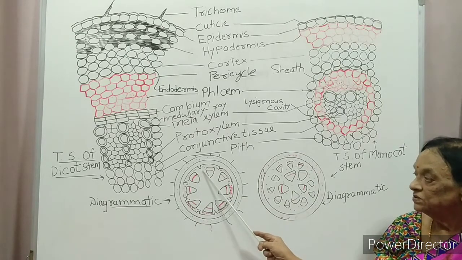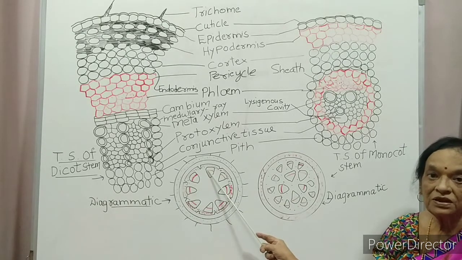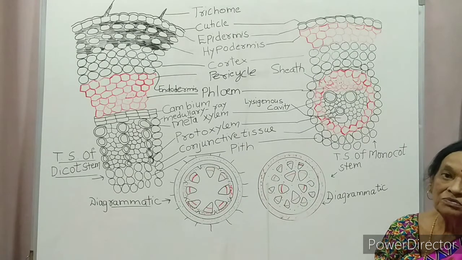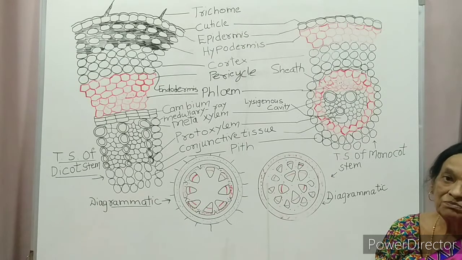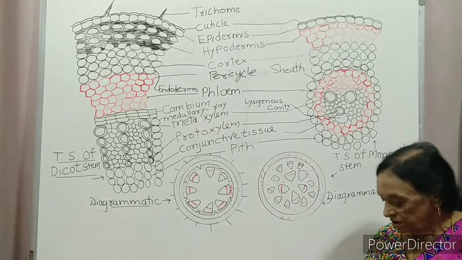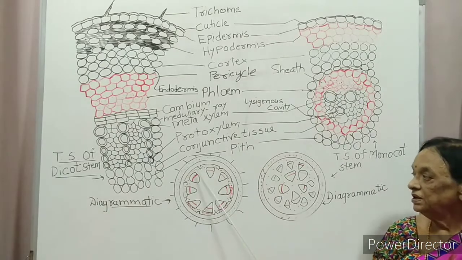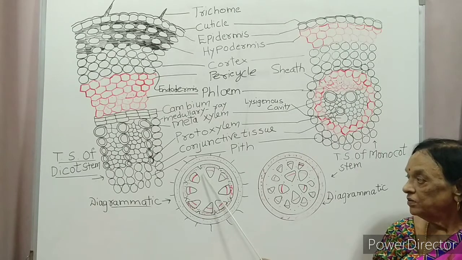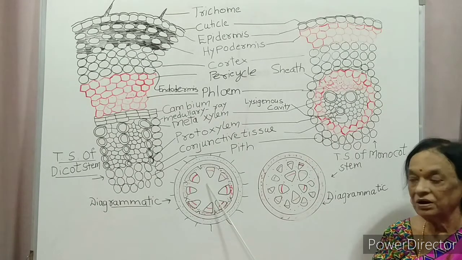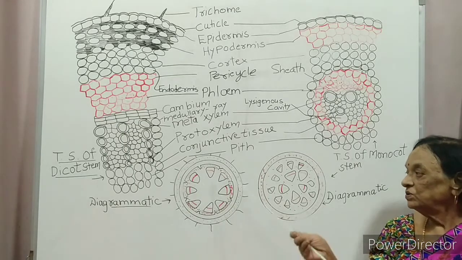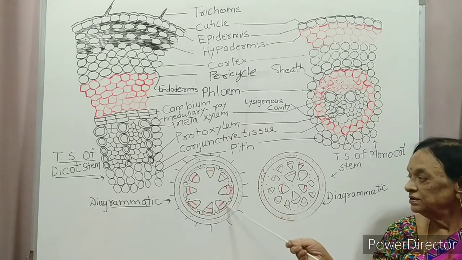In between the vascular bundles, some cells of parenchyma become active and they form interfascicular cambium. Inter means in between. In between the fascicular cambium, here some cells become active and they form interfascicular cambium. They form more and more parenchyma towards the outside and inside. So a complete cambium ring is formed.